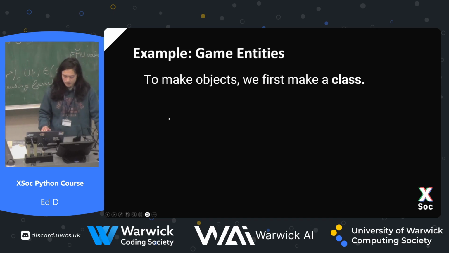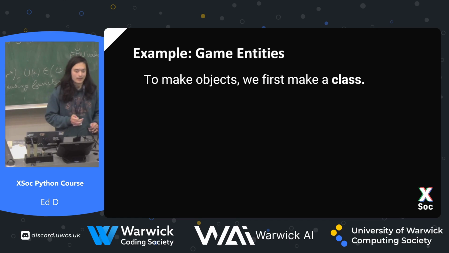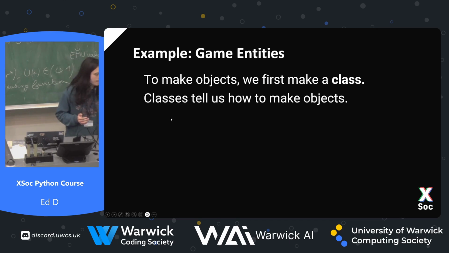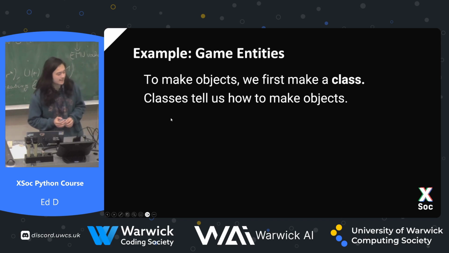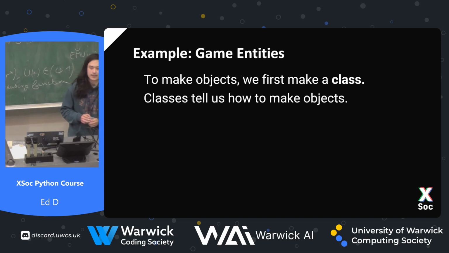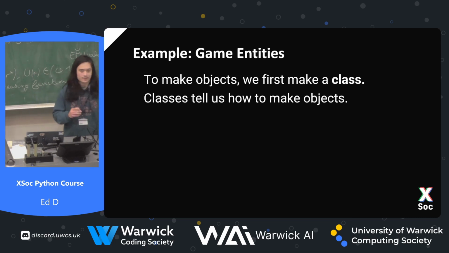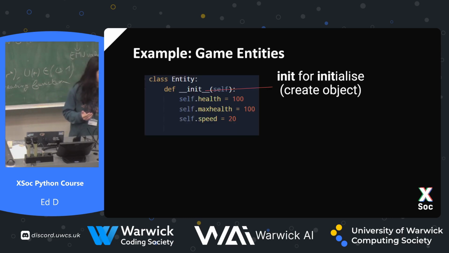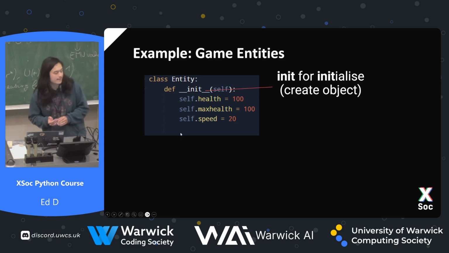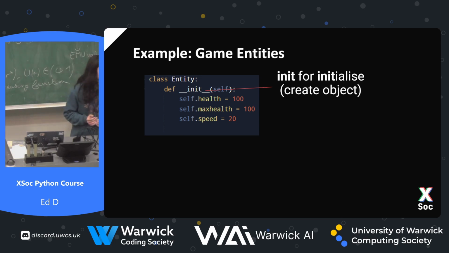Okay, so we're going to discuss how to actually make an object, and we have to write a class first. So classes tell us how to make objects, and some people think of classes as a blueprint. So it describes how to make your object and describes the logic that the object can actually do. So here's an example of creating an object in Python.